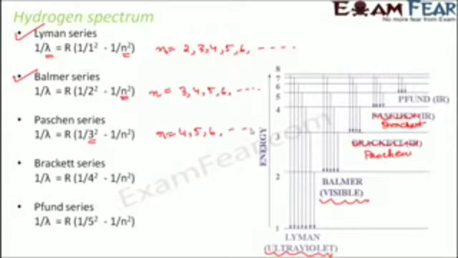Now, if you actually calculate the value of these lambda, you would see that the lambda for Balmer series lies in the visible range. Similarly, the lambda for Lyman series lies in the ultraviolet range, and so on. So that's about the hydrogen spectrum.